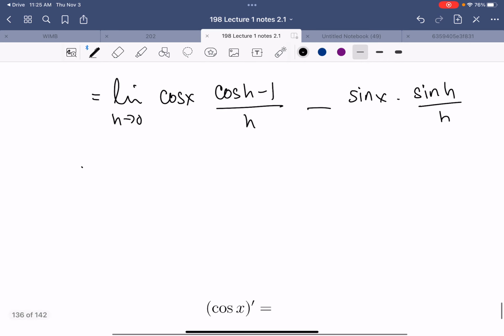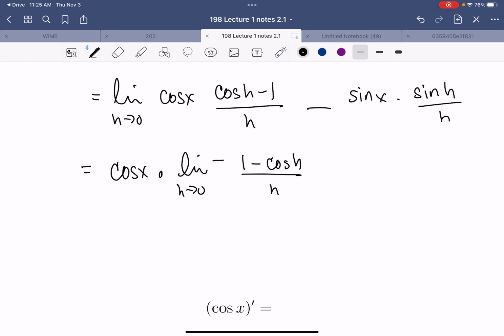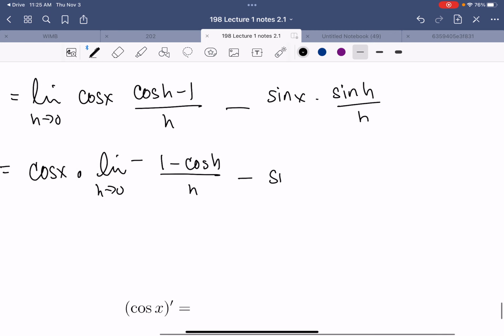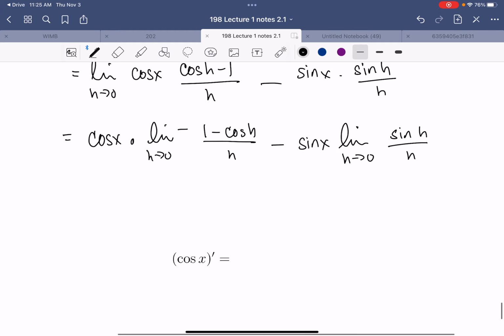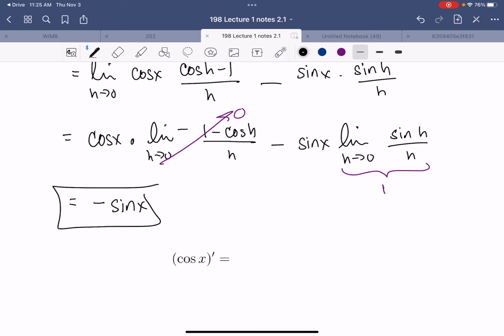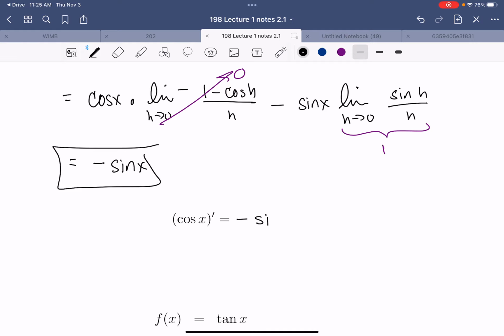And if you pull those out, this is the cosine of x times the limit as h goes to 0 of cosine h minus 1 all over h, minus the sine of x times the limit as h goes to 0 of sine of h all over h. Okay. We know that this one is 0, so this whole first term goes away. We know that this one is equal to 1, and so this just becomes negative sine x. And so our derivative of cosine is negative sine x.